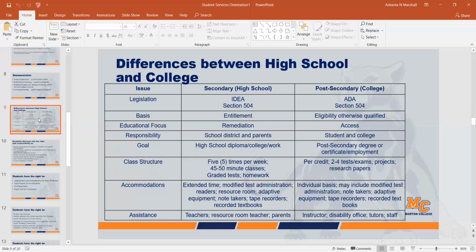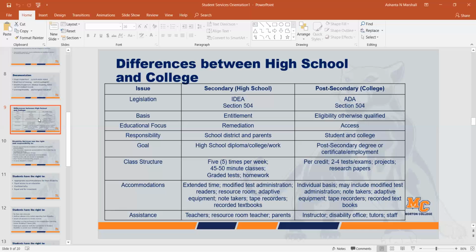And then I just kind of want to skim down to the accommodation part. Extended time is something that you may have gotten in high school, modified tests, readers, resource room, adaptive equipment, note takers, tape recorders, recorded textbooks. But in college, it's on an individual basis. Now, we do provide extended time on tests. We do provide note takers. We do provide adaptive equipment. We do provide tape recorders, and we provide audiobooks.